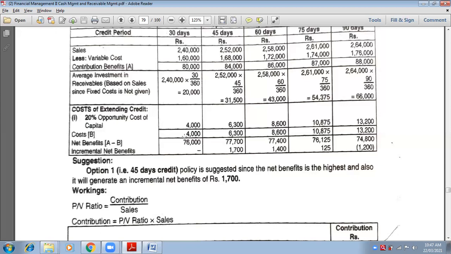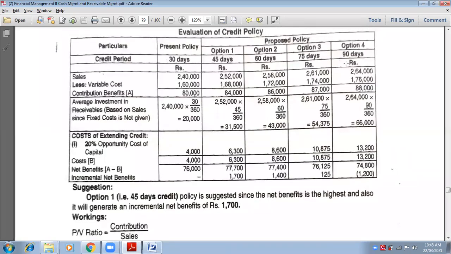See, present policy gives you the profit of 76,000. But if you go to option number 4 and give 90 days credit period to customers, it is not profitable to the company. It is good for customers, but it is not profitable to the company. Why? Because profit has declined. See, 74,800. Presently, we are earning 76,000.